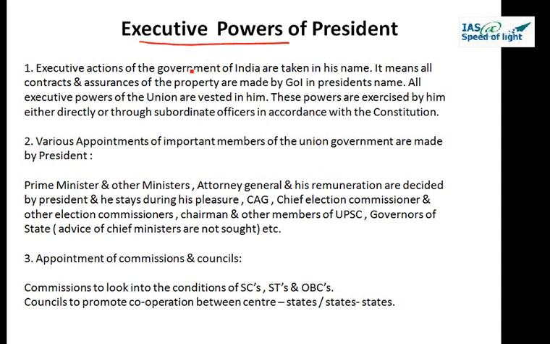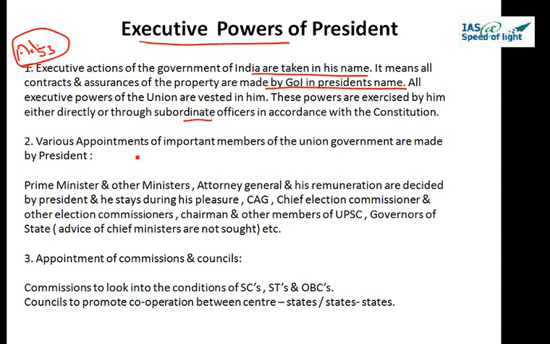The first thing we have already seen under Article 53, that the executive powers of the Government of India are taken in the President's name. What it means is all contracts and assurances of the properties are made by the Government of India, that is the Union government, in the President's name. All executive powers of the Union are vested in him, and these powers are exercised by the President either directly or through subordinate officers. So this we have already seen under Article 53.